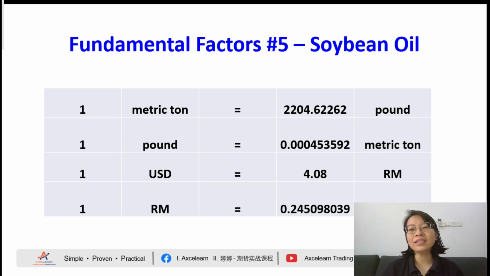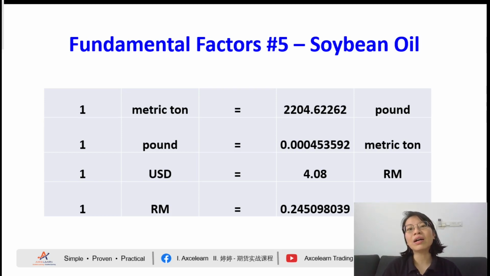Then the second thing is this: most of the time, I would say, soybean oil will be at a premium to CPO. It's nothing to do with soybean oil being in the US. It's more that soybean oil we can consume directly, but when it comes to crude palm oil, we can't. You still need to refine it, you still need to process it before you can consume. So this causes the premium in a way.